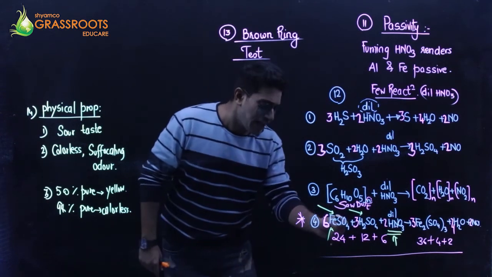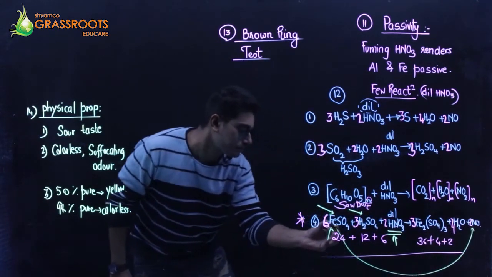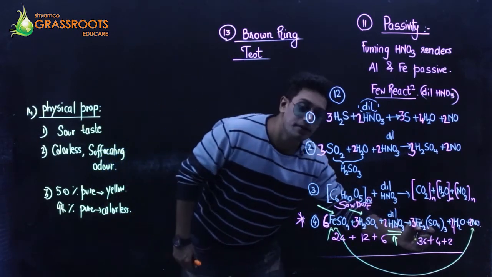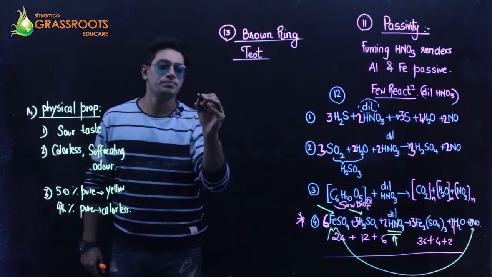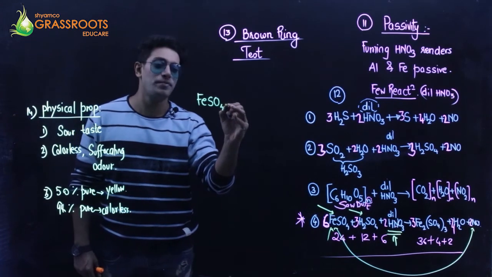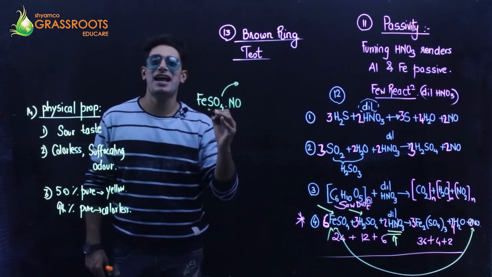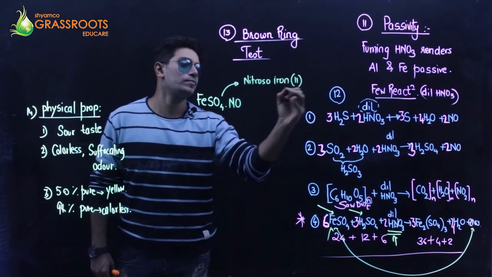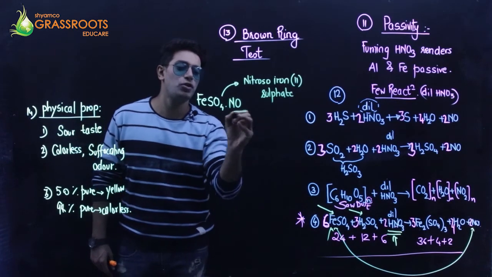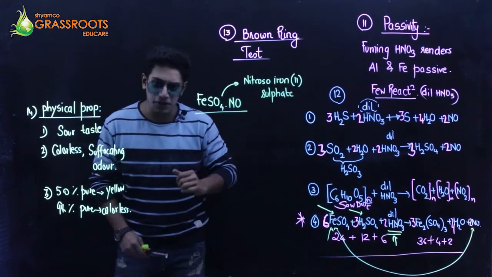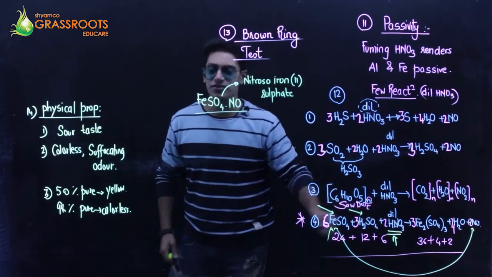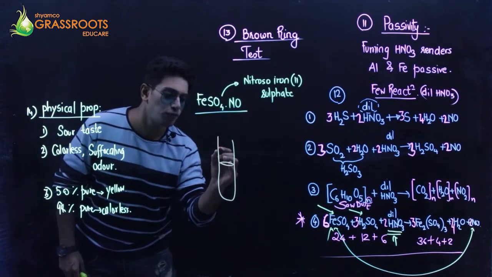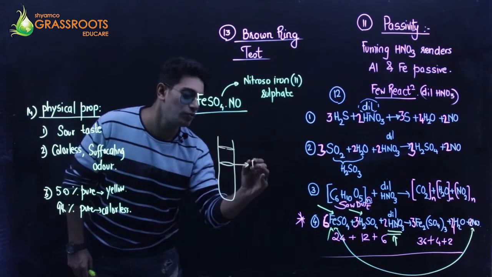What is formed is, FeSO4 reacts with NO, because obviously not all the iron 2 sulfate will be converted into iron 3 sulfate. Some FeSO4 reacts with NO to form FeSO4.NO, and this is called nitroso iron sulfate. This is the compound responsible for the brown ring. So after you add all these three things in a test tube, you will be left with something like this. A brown ring will be formed at the junction of two liquids. This is going to be the brown ring.